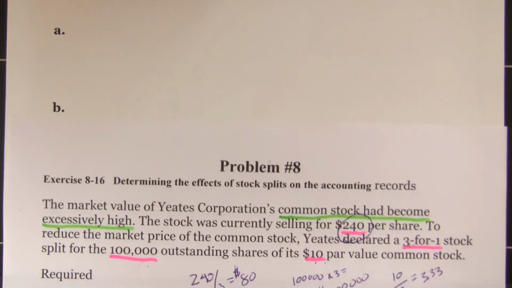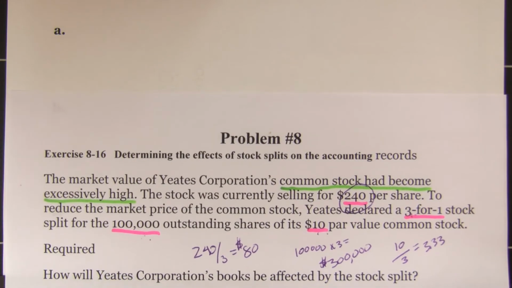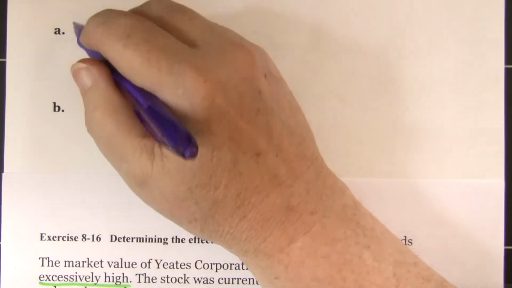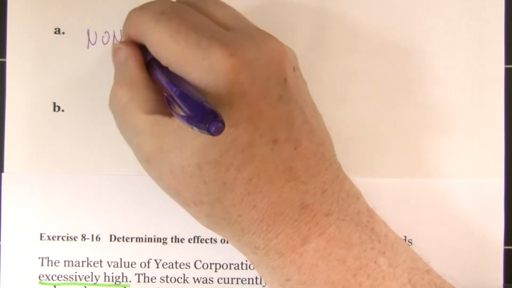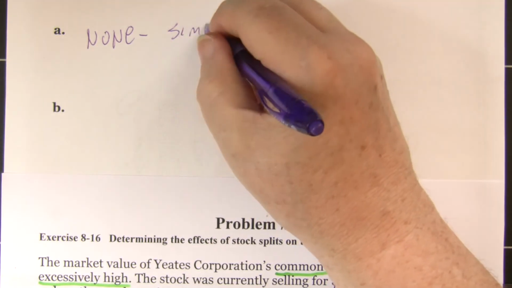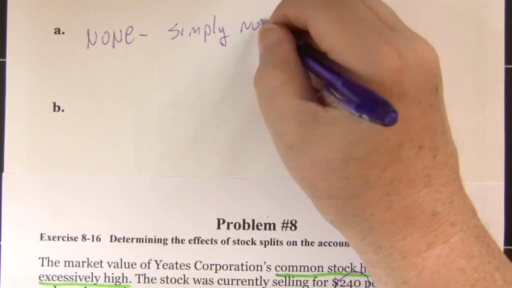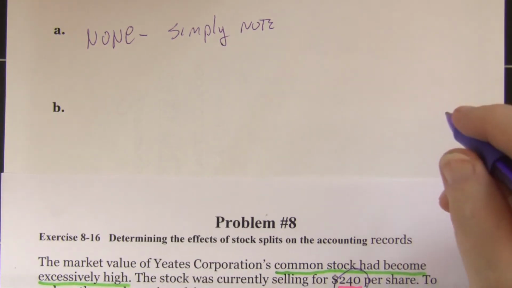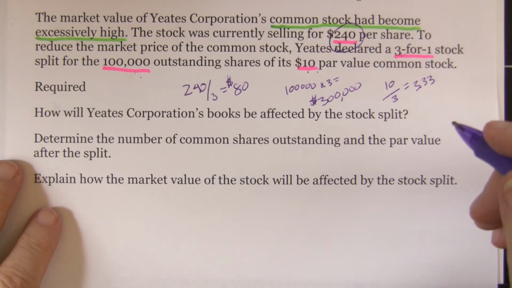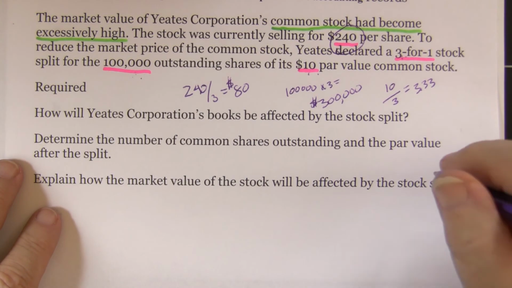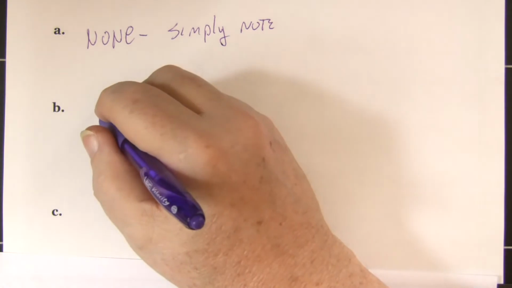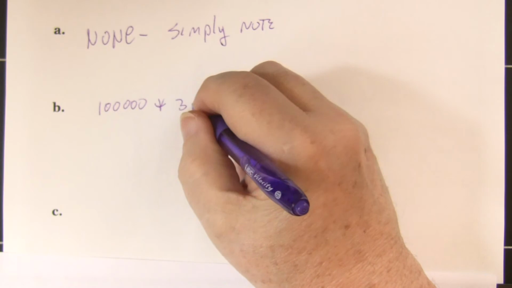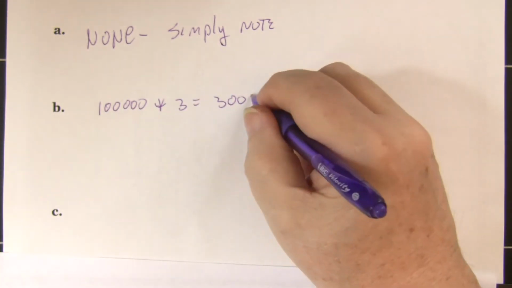So, first thing it says is, how will Yates Corporation's books be affected by the stock split? None. Simply a note saying on such and such a date there was a 3-for-1 split. Then it says the number of shares and the par value. Well, we did that. The number of shares, we had 100,000 shares, and each one of those got 3. So we have 300,000 shares.